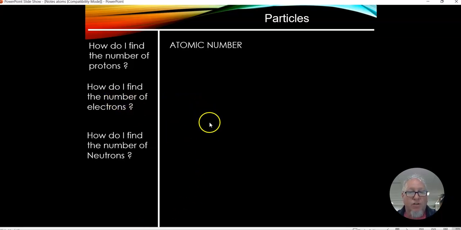The number of electrons is also the atomic number. The number of protons and the number of electrons has to be the same, because the number of protons needs to be offset by the number of electrons. Protons are positive, electrons are negative. They need to cancel each other in order for the element to be electrically stable.